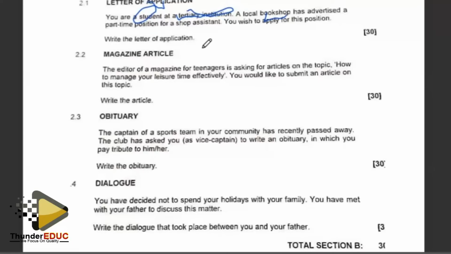When do we get leisure time? We get leisure time at home. We get leisure time at school. We get leisure time at work. We get leisure time sometimes at church. We get leisure time on camp. So how do we normally use our leisure time?